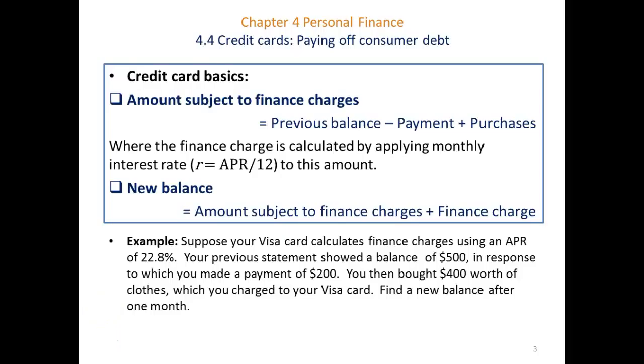Example. Suppose your Visa card calculates finance charges using an APR of 22.8%. Your previous statement showed a balance of $500, in response to which you made a payment of $200. You then bought $400 worth of clothes, which you charged to your Visa card. Find the new balance after 1 month.